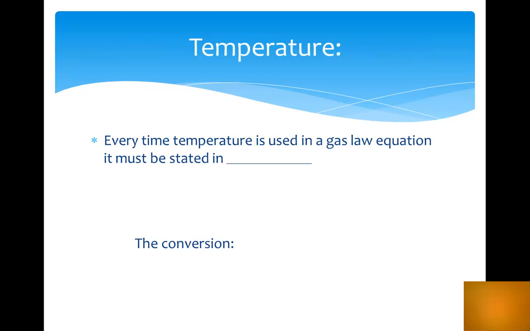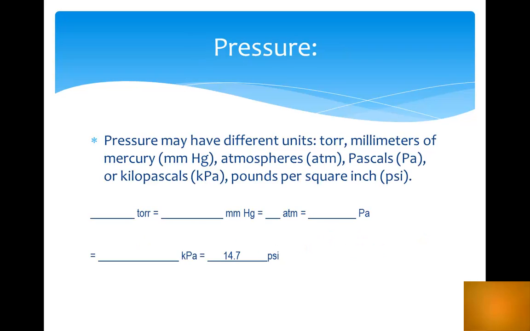A few notes before we begin. Every time temperature is used in a gas law equation, you must state it in Kelvin. This is the scale utilizing absolute zero, which is the point at which all molecules and their molecular motion stop, meaning the molecules will not even vibrate. The conversion in order to do this is take your degrees Celsius, add 273, and you will have the temperature value you need in Kelvin.